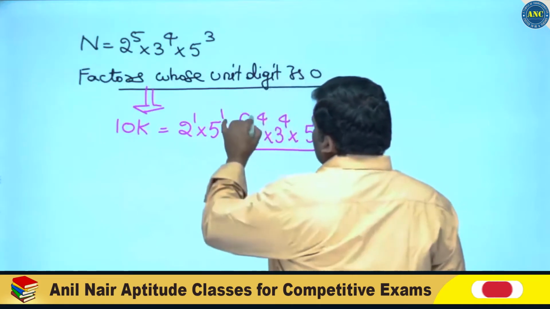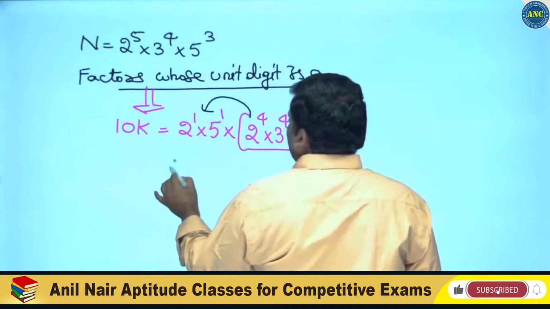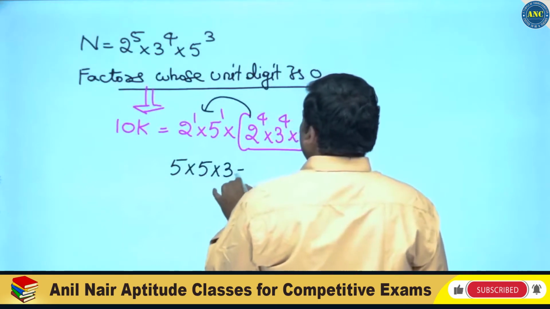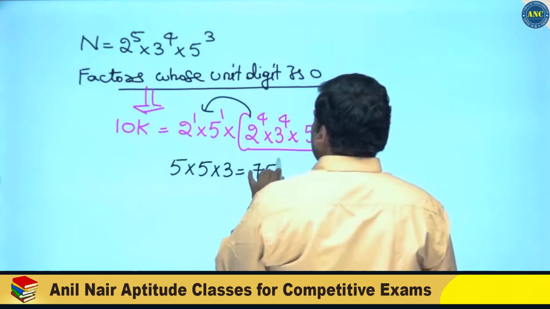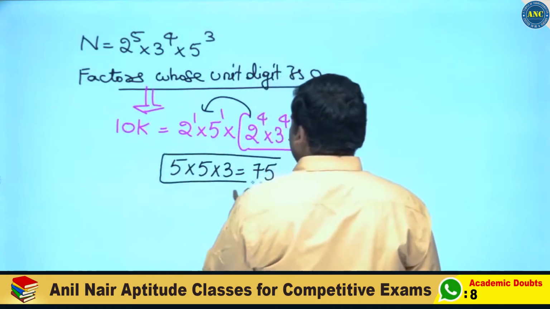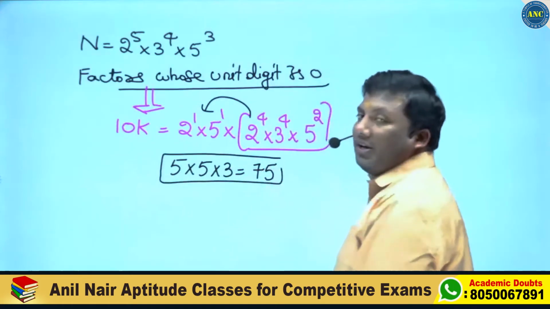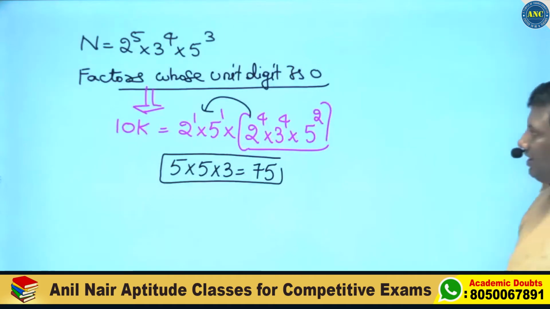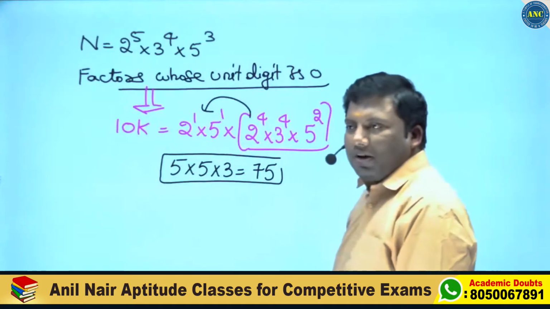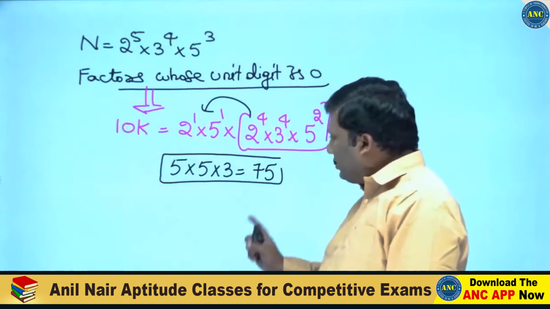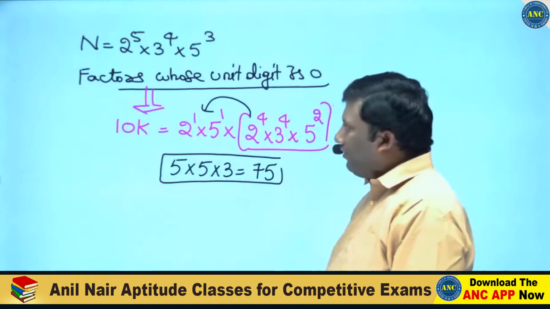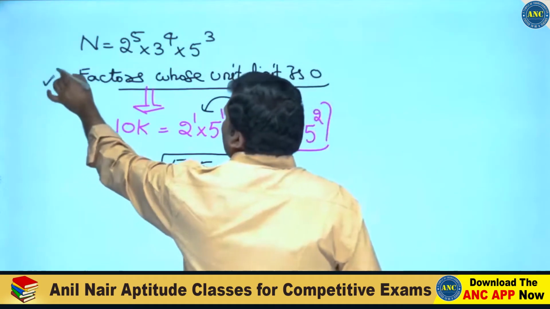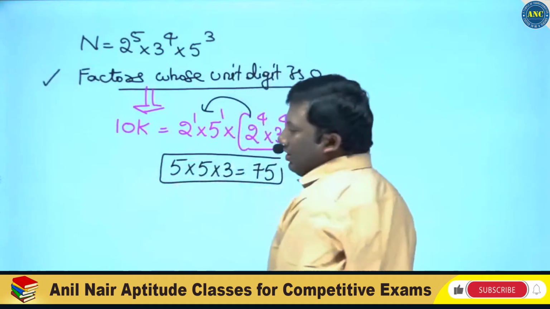Now, these are the numbers which are getting multiplied. So, answer will be 5 into 5 into 3. 5 5s are 25, 25 3s are 75. So totally, how many factors are there whose unit digit is 0? 75 factors are there. I hope the idea is clear.